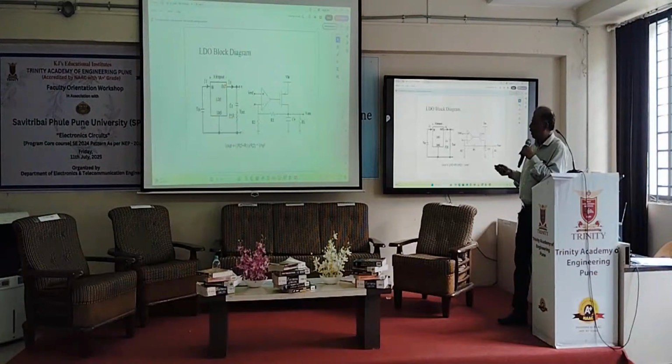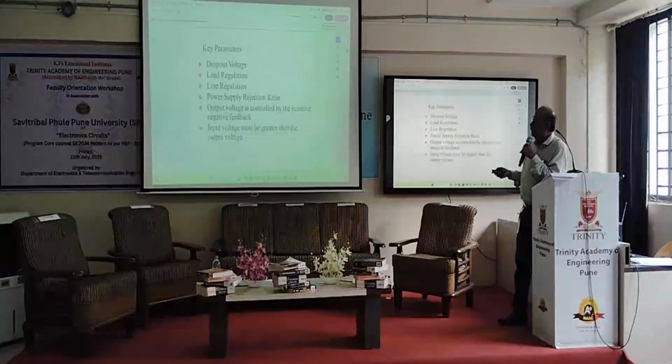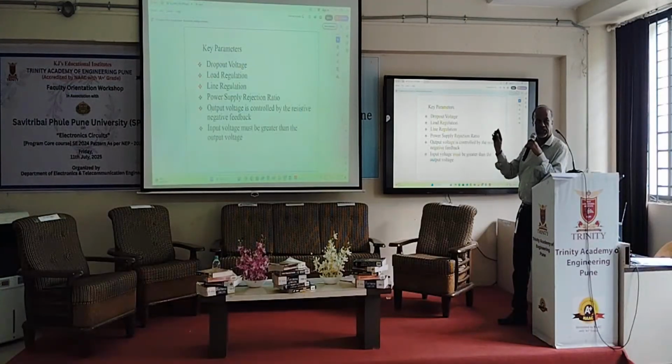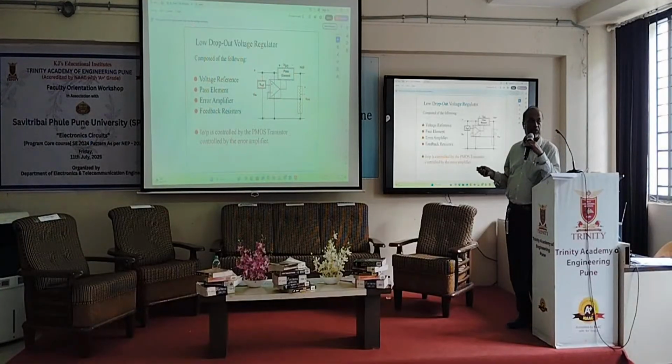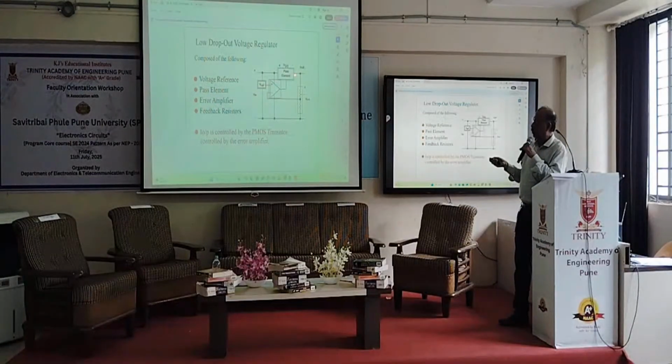This is the basic block diagram using an op-amp and a MOSFET, where we can get the output voltage in terms of discrete components. Then these are the key parameters of low dropout. Low dropout is again a voltage regulator only, with the same parameters. The circuit has a pass element, error amplifier, output voltage, output load and input reference. It is the same block diagram of an operational amplifier, where we try to keep the drop between input and output as minimum as possible.